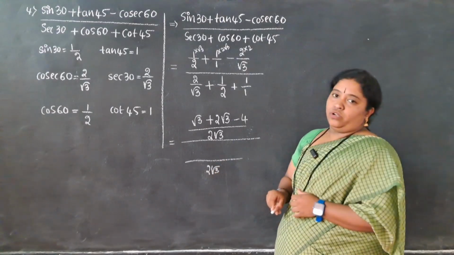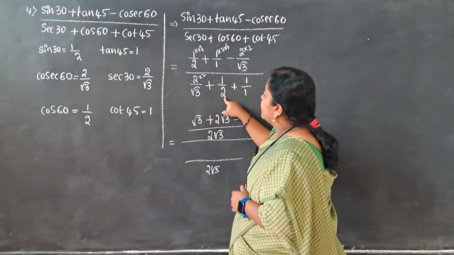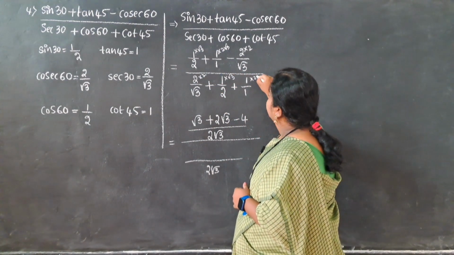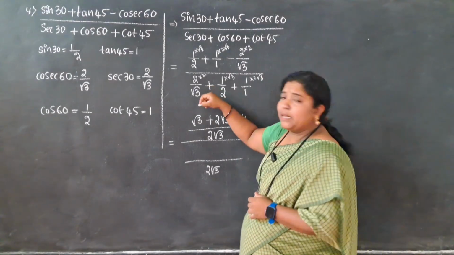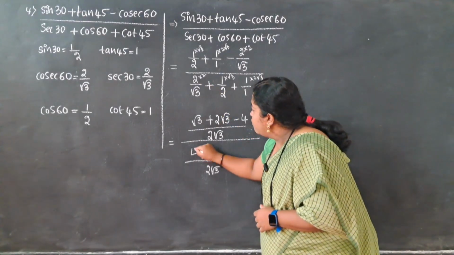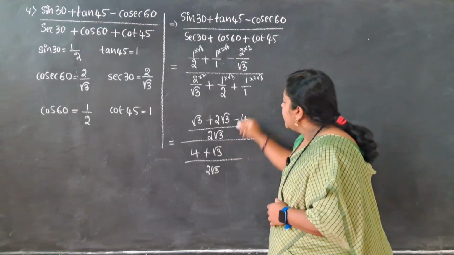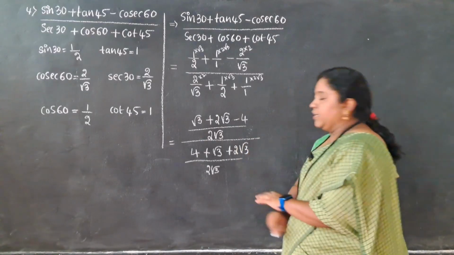That is 2 root 3. Here root 3 is present, multiply by 2. Here 2 is present, multiply by root 3. Here 1 is present, multiply by 2 root 3. Okay. What will I have here? 2 2s are 4 plus 1 into root 3 plus 1 into 2 root 3. I have 2 root 3.